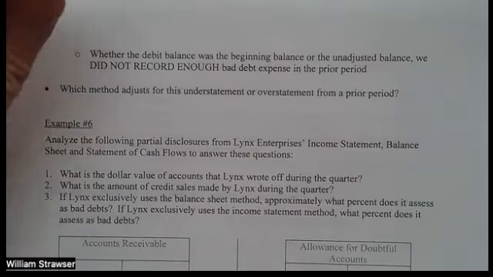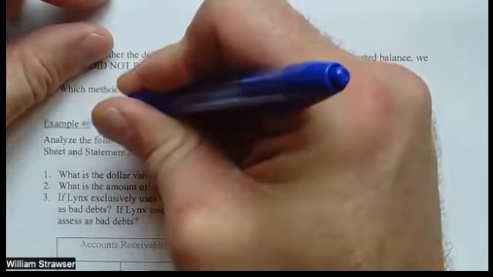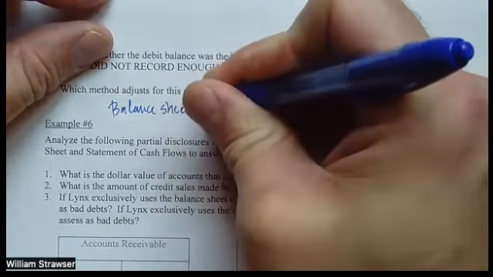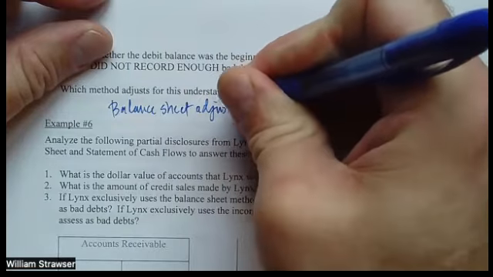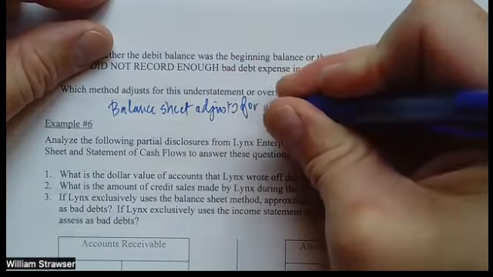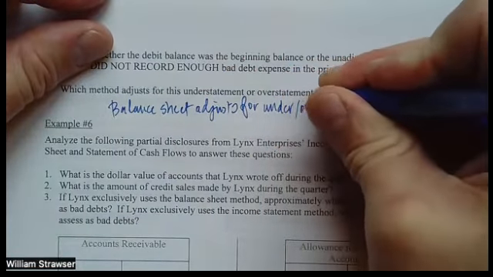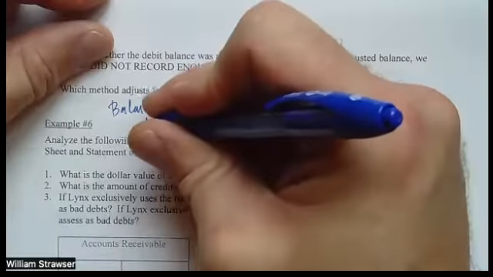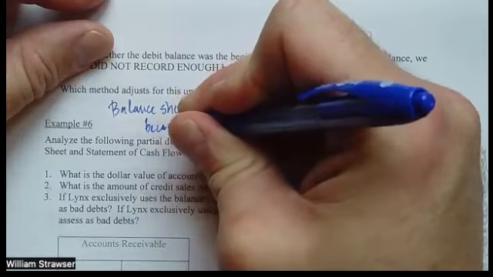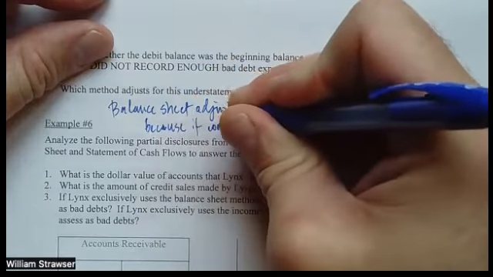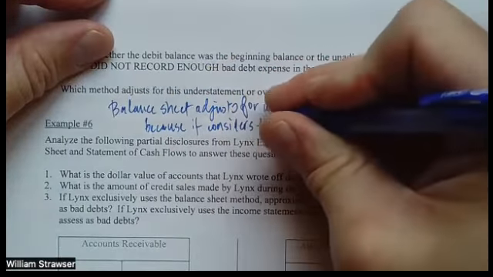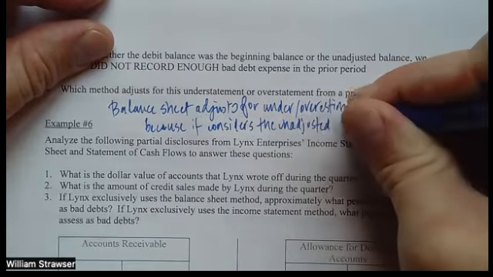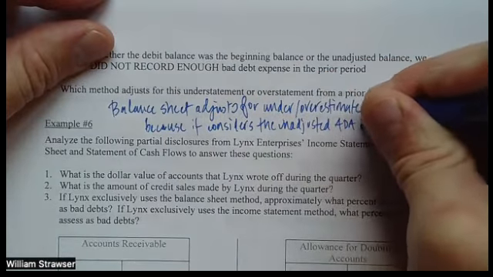Basically, all to say that the balance sheet method adjusts for an under or overestimate because it considers the unadjusted ADA balance.